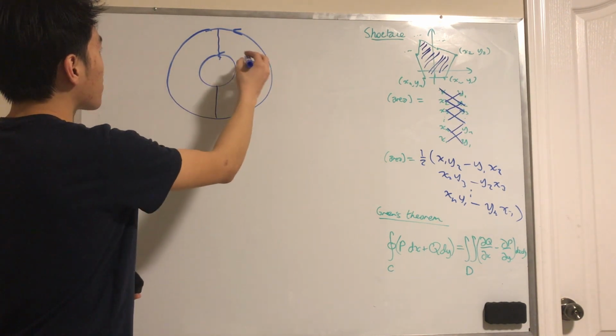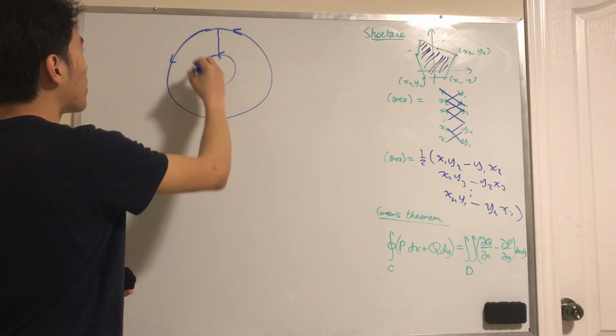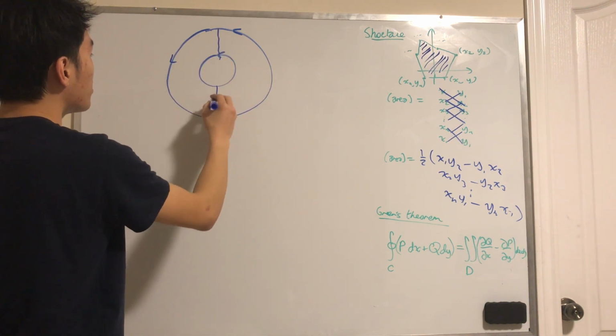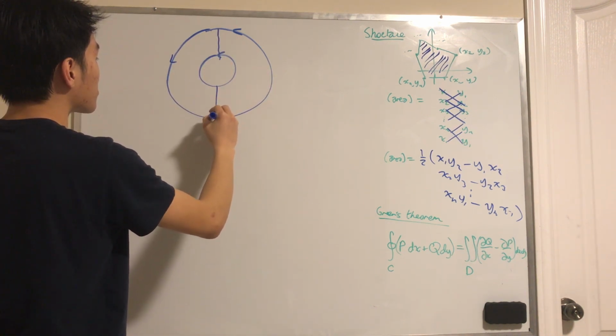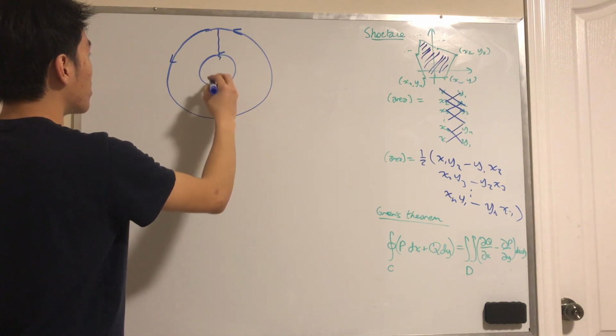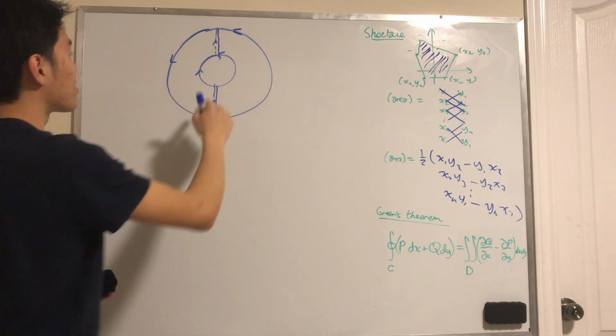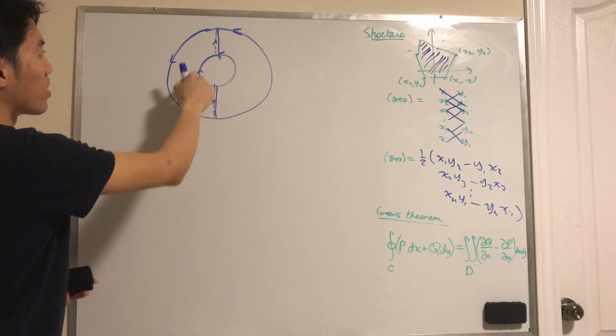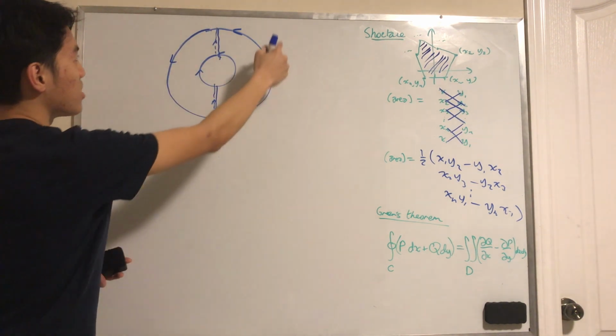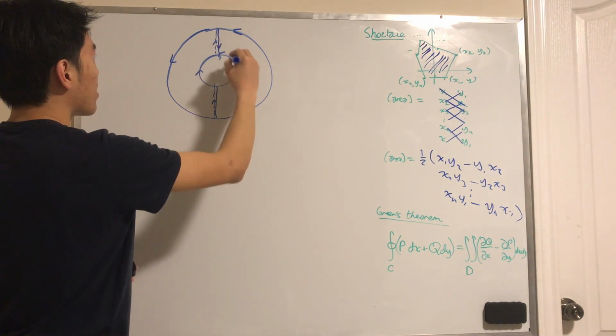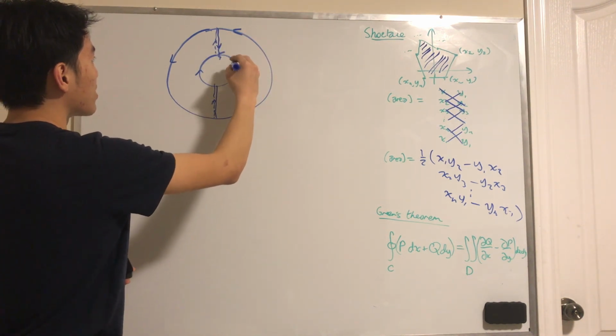So if you split it up like this, you can imagine you have one that goes like this. Okay, I'll need to draw a little more here. One region like that, that's like the left part of this donut. And then you have another region here, the right part of the donut, that's also counterclockwise.